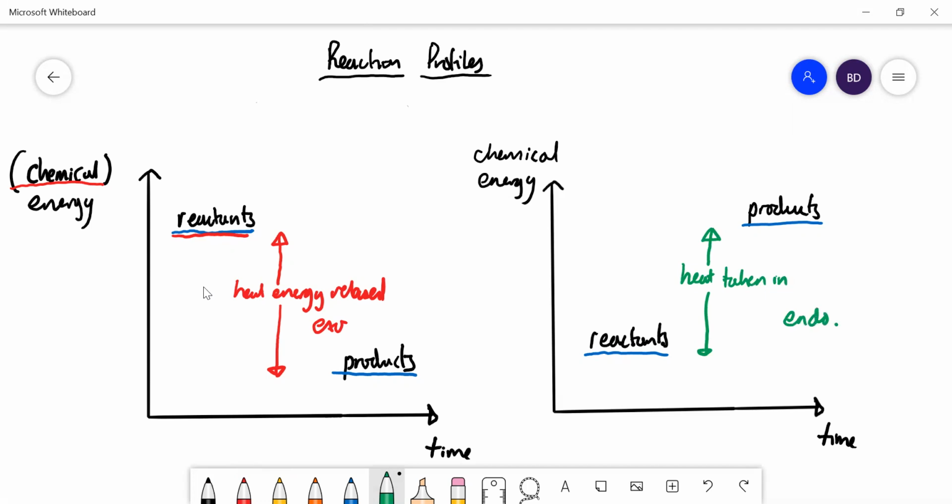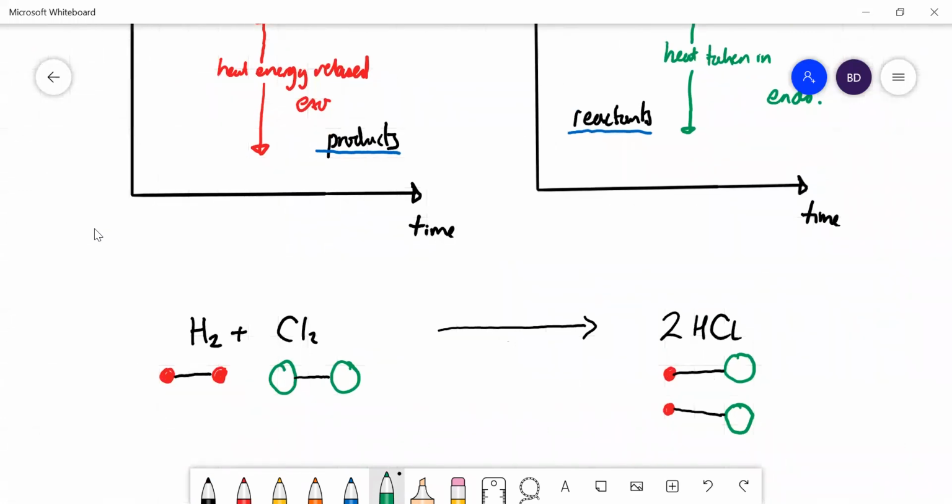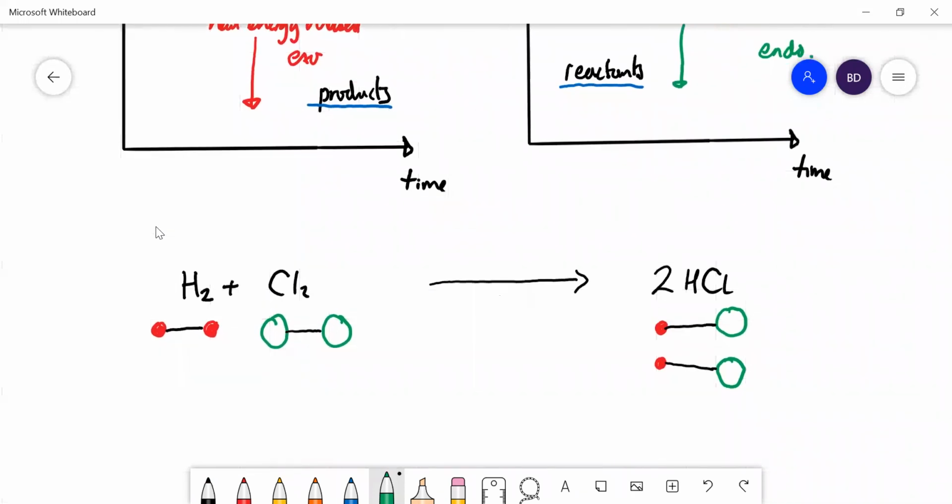Right, now we need to think a little bit more in detail what's going on here. So we're going to actually look at a real chemical reaction. We're going to look at the reaction we looked at in the bond energy calculations video, the reaction between hydrogen and chlorine to form hydrogen chloride. You can see there now. So remember that when we break a bond, we need to put energy in. That is, breaking a bond is endothermic. And when we make a bond, that's exothermic, we get heat energy out.